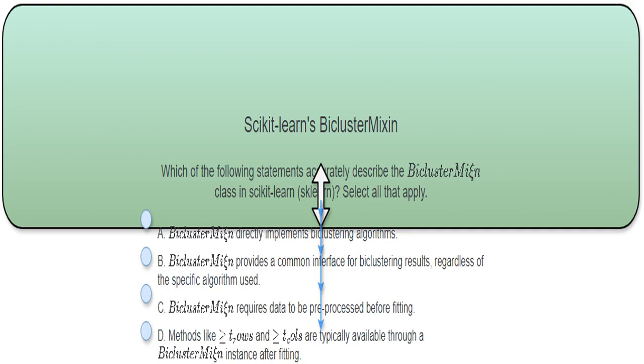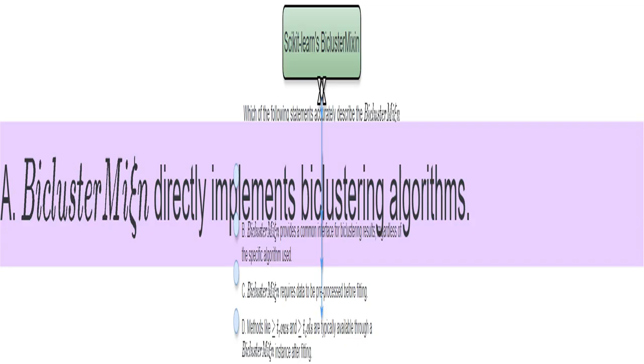Sklearn is a popular Python library for machine learning. The BiclusterMixin is a special part of that library focused on biclustering, a technique to find clusters within both rows and columns of data simultaneously. Imagine finding groups of customers who buy similar products and products that are often bought together. That's biclustering. This statement is incorrect.